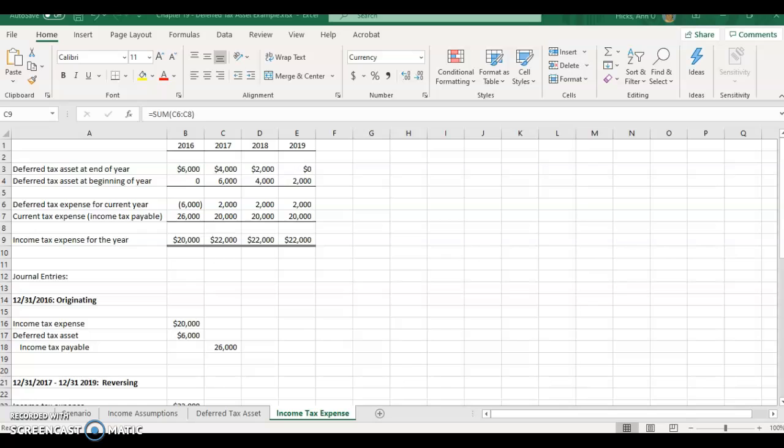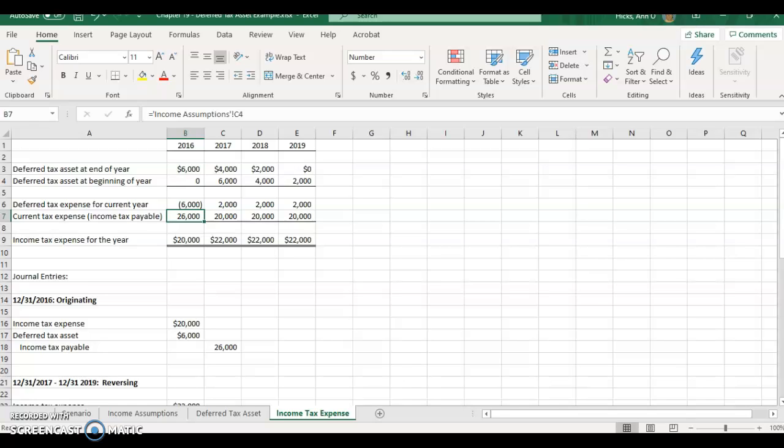So here we are with the similar spreadsheet to what we did with the deferred tax liability, wherein we're going to calculate the expense for the year and come up with our journal entries. You'll notice that it's set up very similarly. We have a deferred tax asset at the end of the year of $6,000, which is what we calculated in the previous worksheet. At the beginning of the year, it was zero, which means there was a deferred tax expense, and notice it's a negative because it's actually a deferred tax benefit of $6,000.